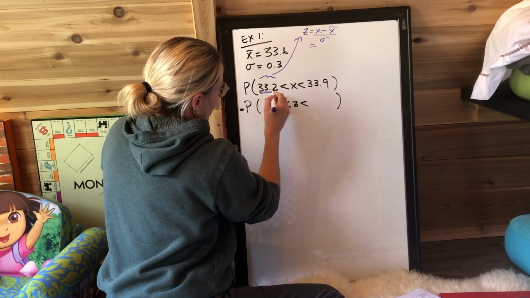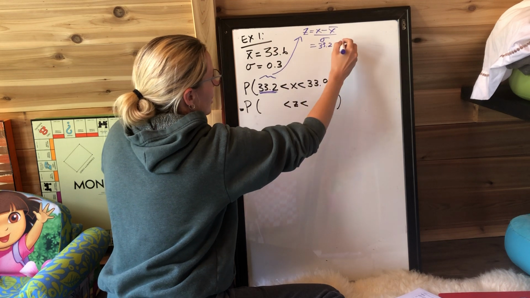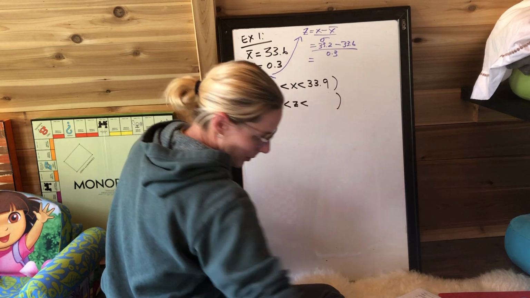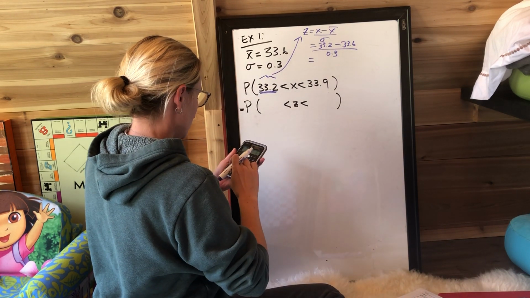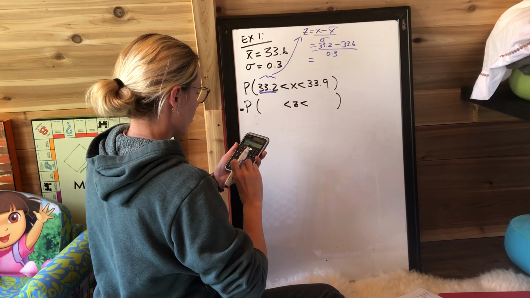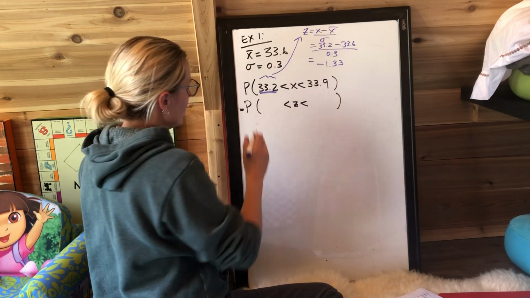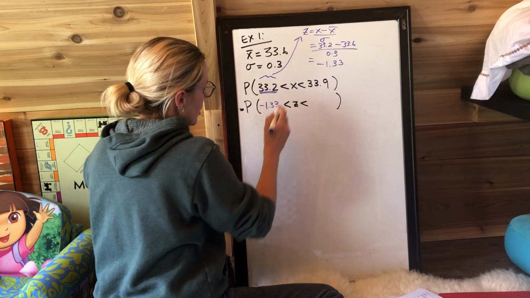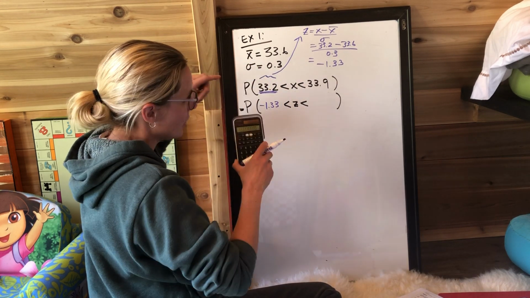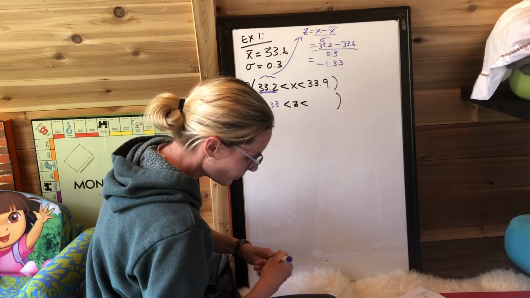X value is always the one that's listed in the question, 33.2, minus the mean, divided by 0.3. Get my calculator. 33.2 minus 33.6 divided by 0.3. Negative 1.33. Remember to go to two decimal places. So this is negative 1.33. The exact equivalent of this x value as a z value is negative 1.33. If you drew the two normal curves, you'd see they'd line up at the exact same spot.